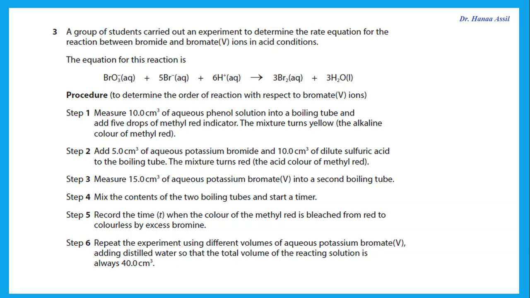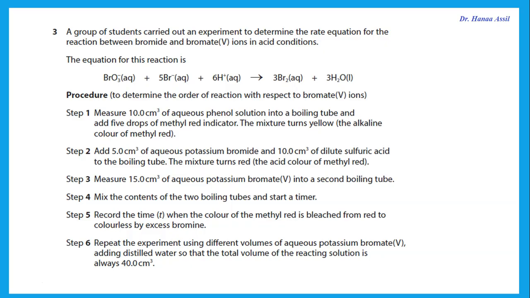Question 3 says, a group of students carried out an experiment to determine the rate equation for the reaction between bromide and bromate ions in acid conditions. The equation for this reaction is this, and we are given the procedure.